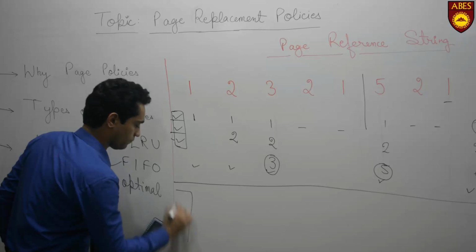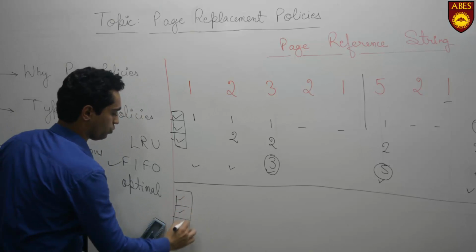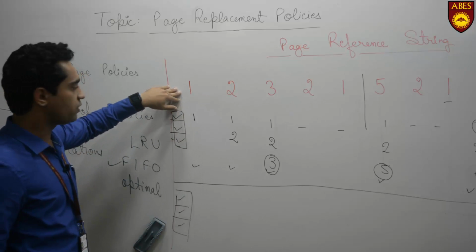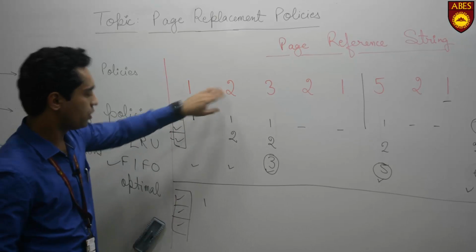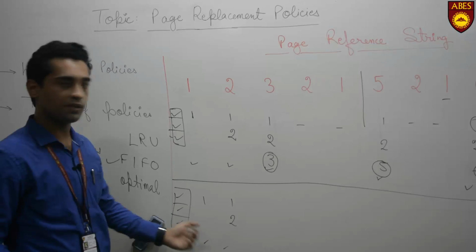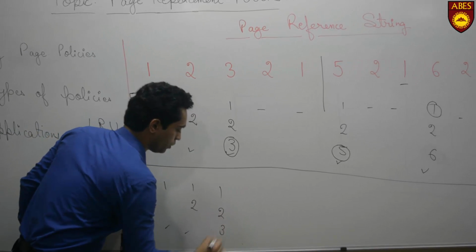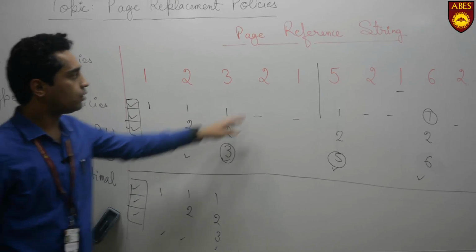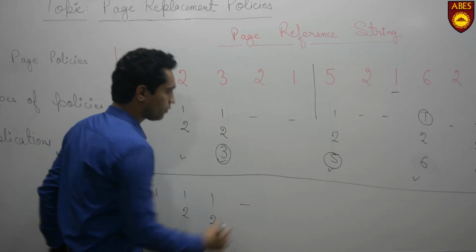So initially my buffer is free, which consists of 3 spaces, 1, 2, 3. Now the first page occurrence is page number 1. I am accommodating it here at the first location, page number 2 at the second location. Both are page faults because we are writing new pages in the memory. Page number 3, 1, 2, 3. This is again a page fault. Now page number 2 is already present in the buffer, so there is no page fault.